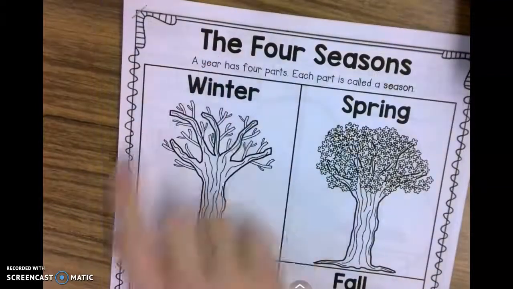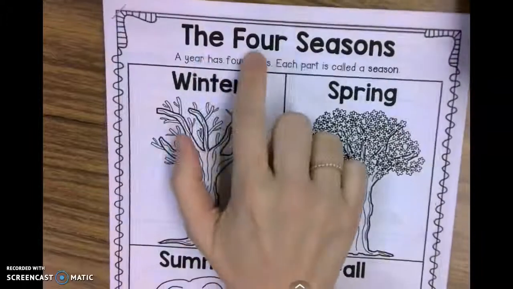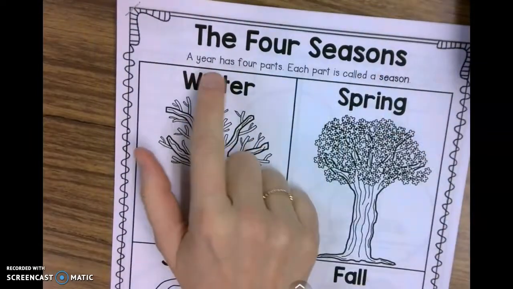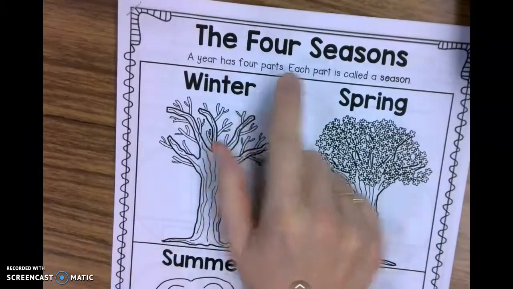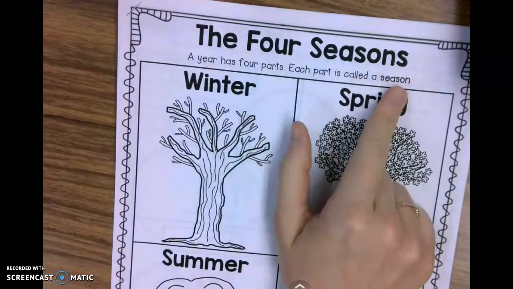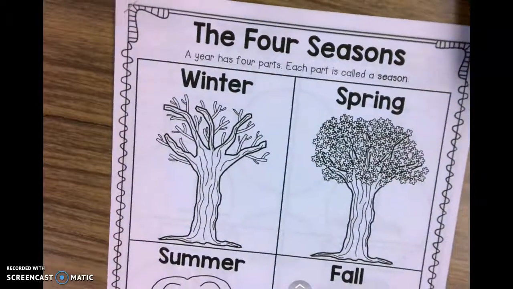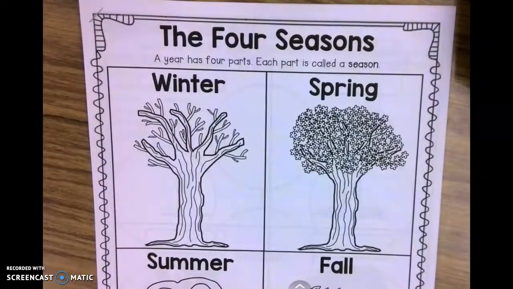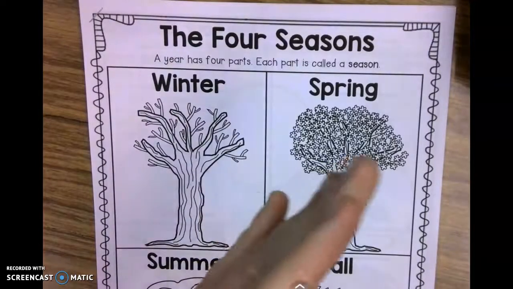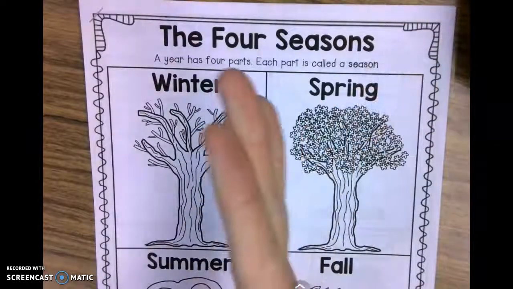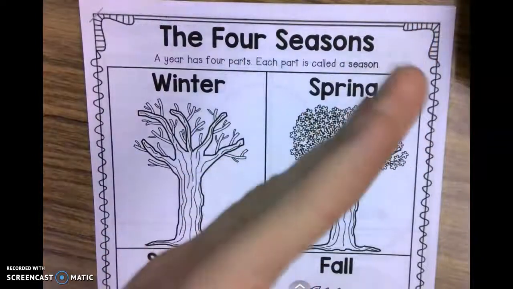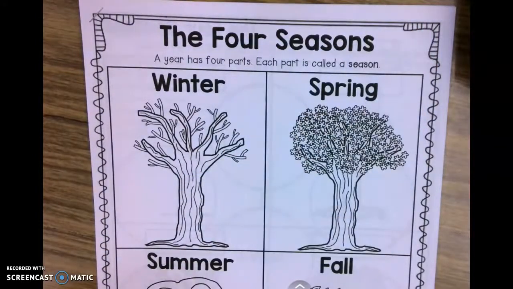It says trees. It says the 4 seasons. A year has 4 parts. Each part is called a season. And once again, we want to remember the seasons come to us because of the tilt. So the earth is not this way, the earth is that way. The tilt creates the seasons.